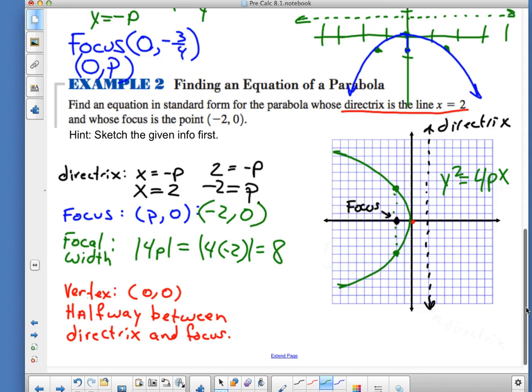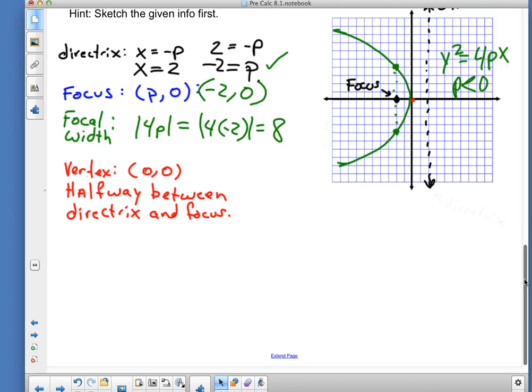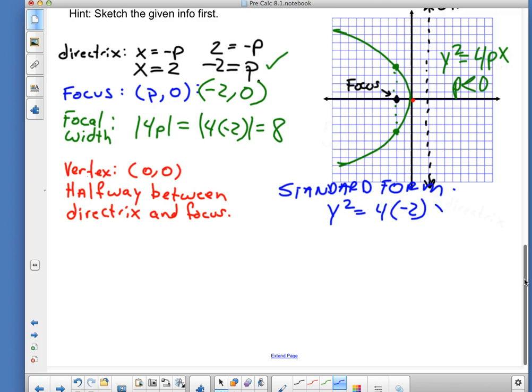So now I've got that set. I know it's going to go left, so now I know my p is negative for sure. And I even found p, it's right there. It is negative. So my last thing is to write the standard form of my equation. Remember, y squared equals 4, my p was -2, x, so y squared equals -8x. And we're done. Much longer than you guys doing this next one.